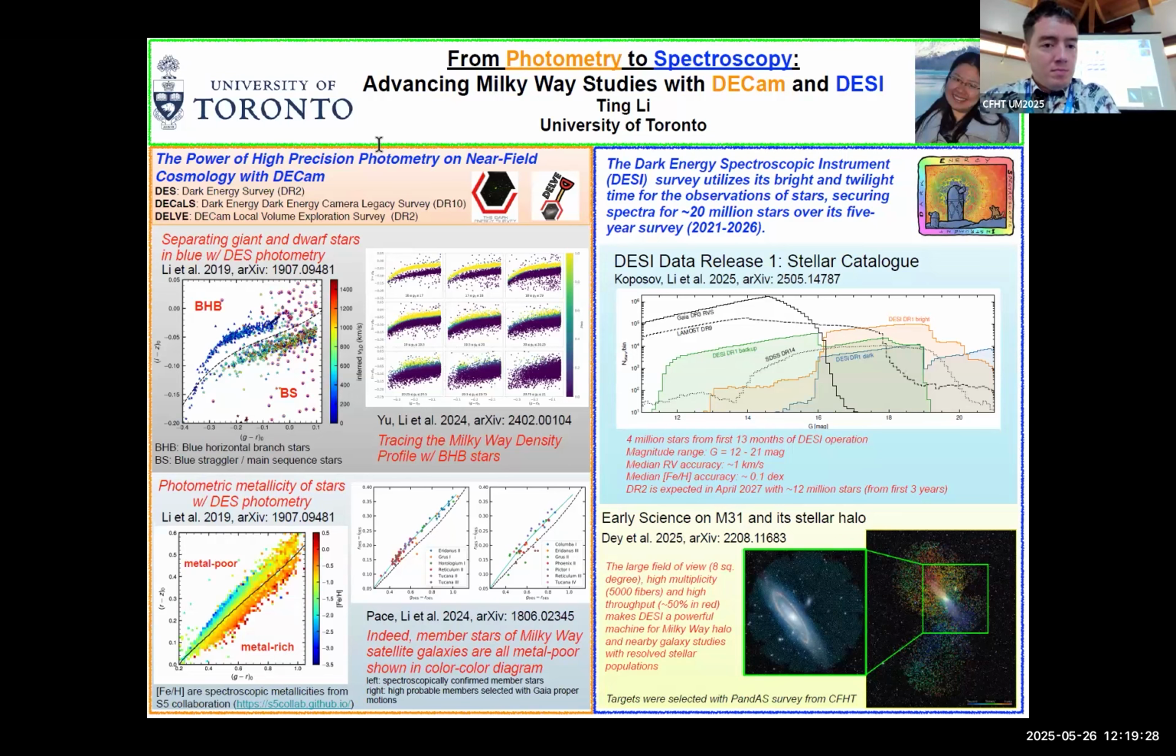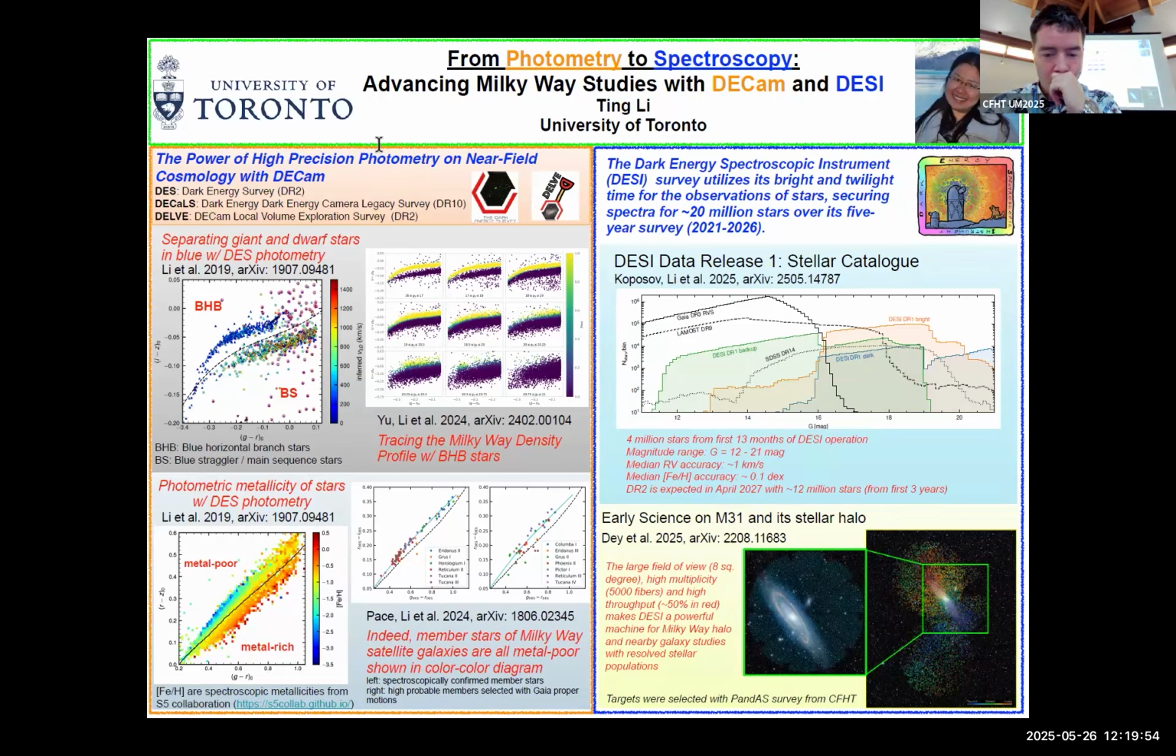So on the left, you see how we have been doing high precision photometry with ground-based instruments to measure giant and dwarf stars with color information. And at the bottom left, you see how we have been using photometry to measure the metallicity with broadband. And we can confirm all of the stars in the nearby dwarf galaxies are metal poor.